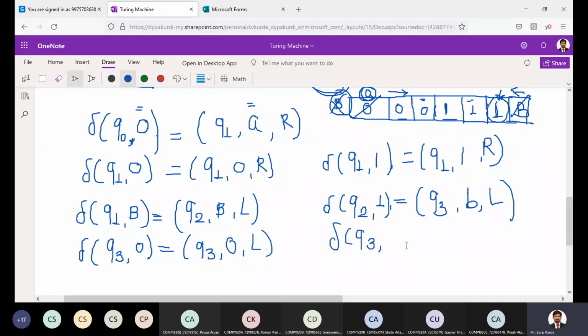Or Q3 may read 1 as an input. Keep 1 as it is and go to the left. While moving to the left, it is going to read 0 or 1. Somewhere at the end, it will read A. This A, the first A, will be there. So to the right of A, it may have 0. What are the options now? It may have 0 or it may read B.